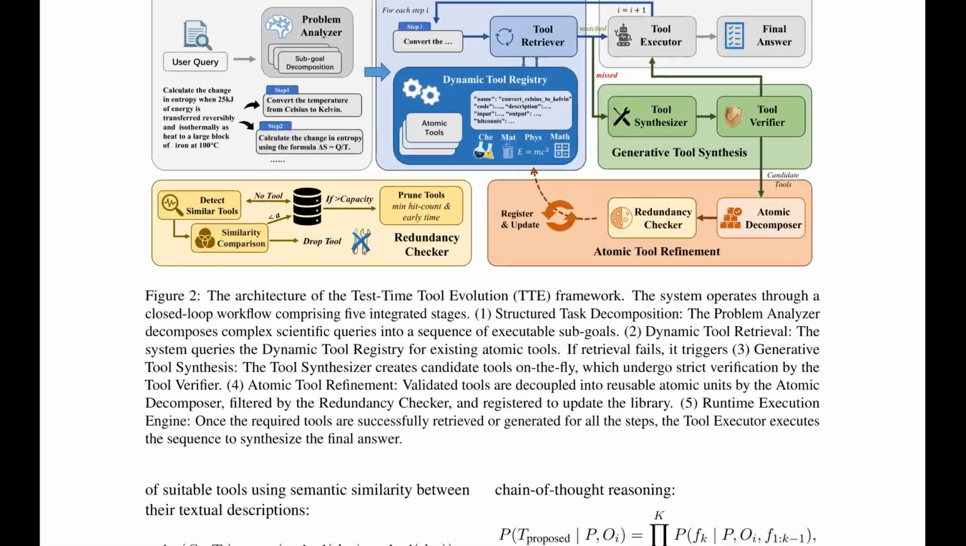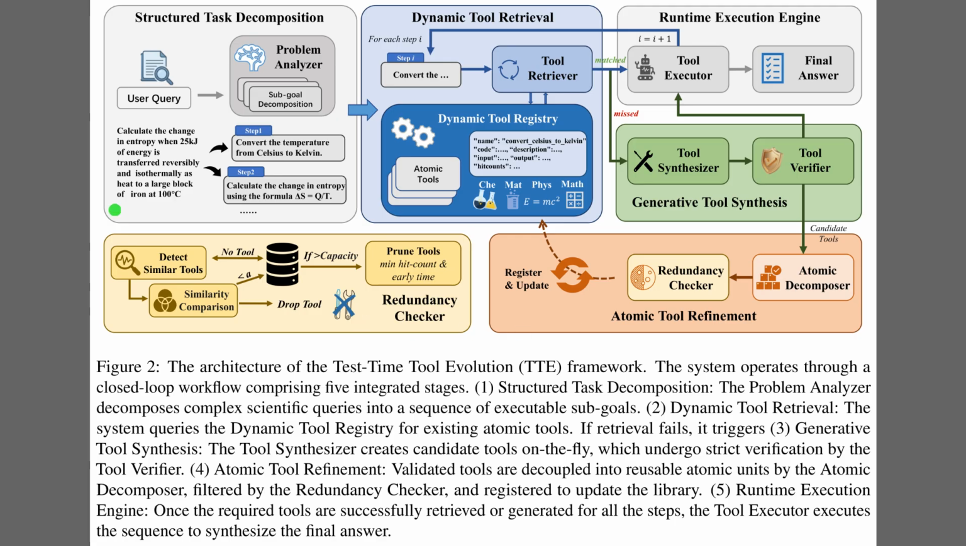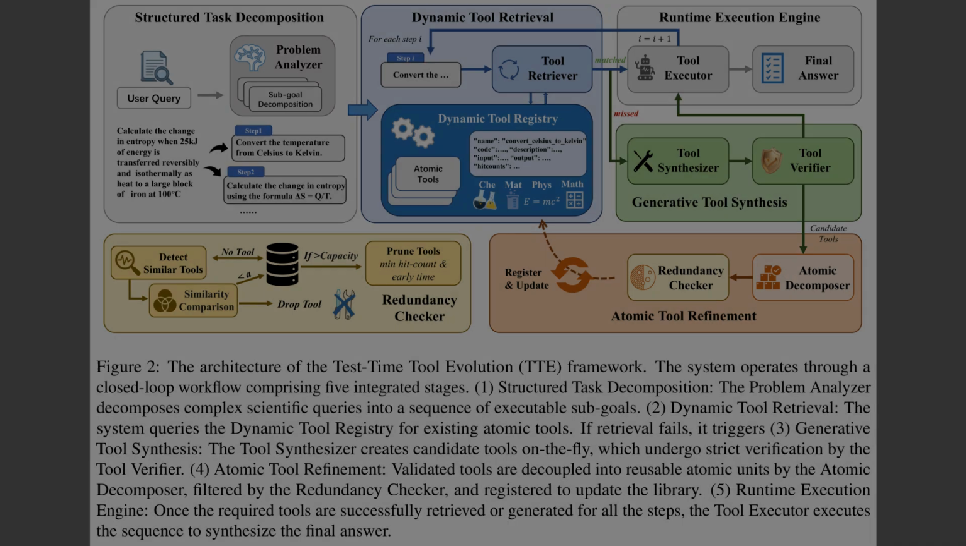Well, Figure 2 details the architecture that makes this possible, operating in a closed loop. It begins on the left with structured task decomposition, where the problem analyzer breaks a complex query into executable subgoals. From there, the process flows to dynamic tool retrieval, which queries the central registry to see if the necessary tools already exist. If they do, the runtime execution engine on the top right simply runs them to get the final answer. However, if a tool is missing, the generative tool synthesis module creates it on the fly, validates it, and then passes it to atomic tool refinement to be registered for future use.